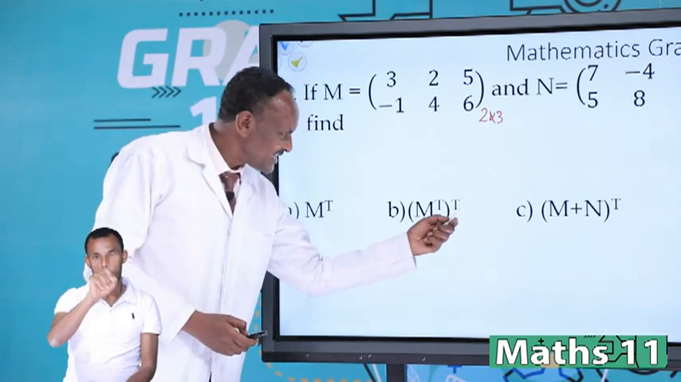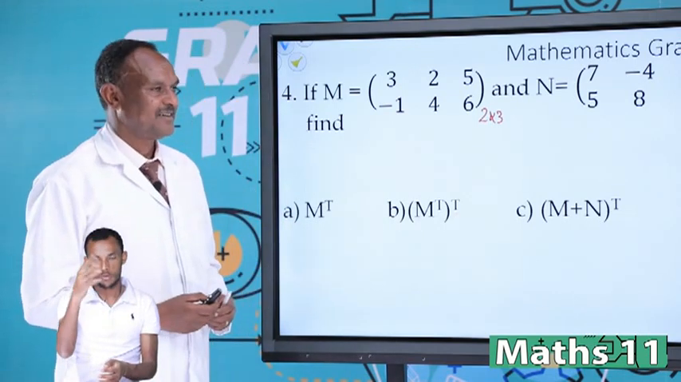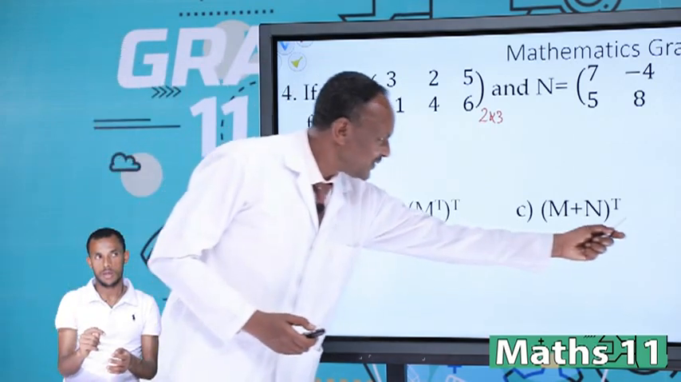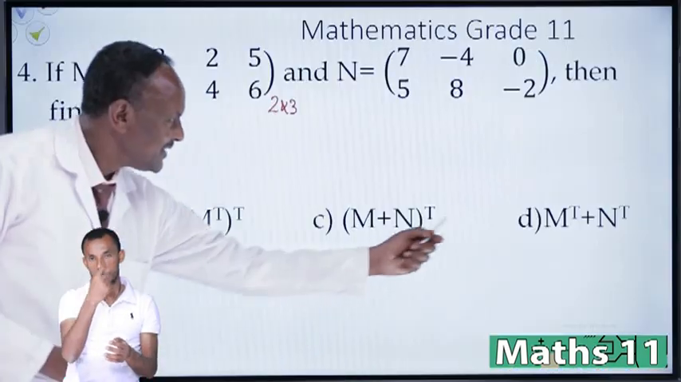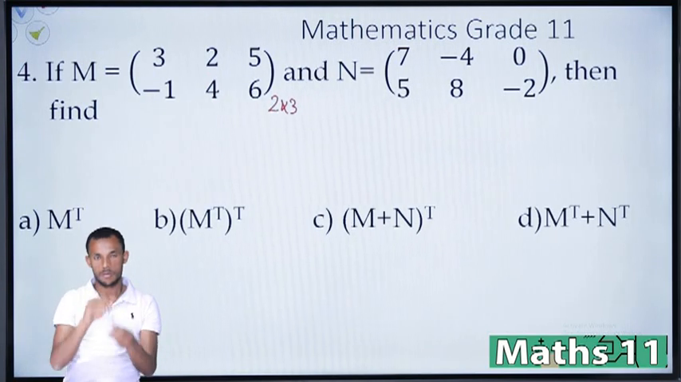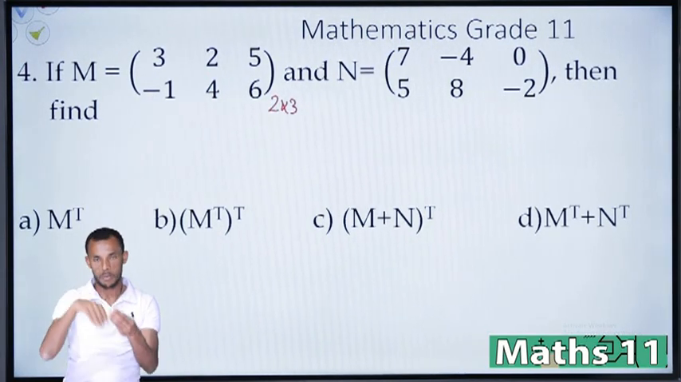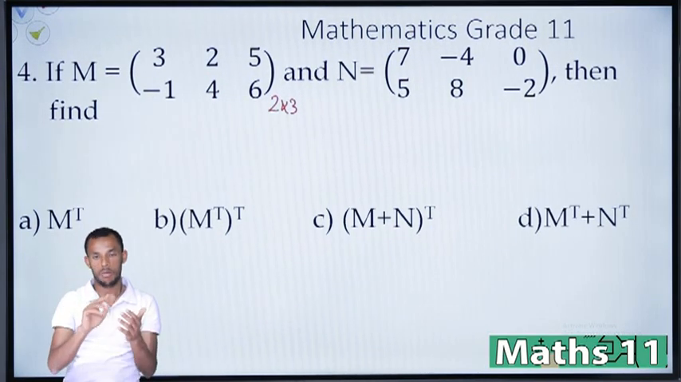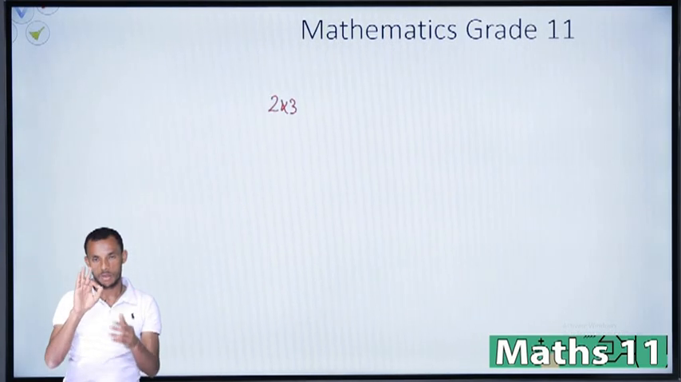You are asked the transpose of the transpose. The transpose of their sum. The sum of the two transposes: transpose of M plus the transpose of N. What is that? You can see turn by turn.